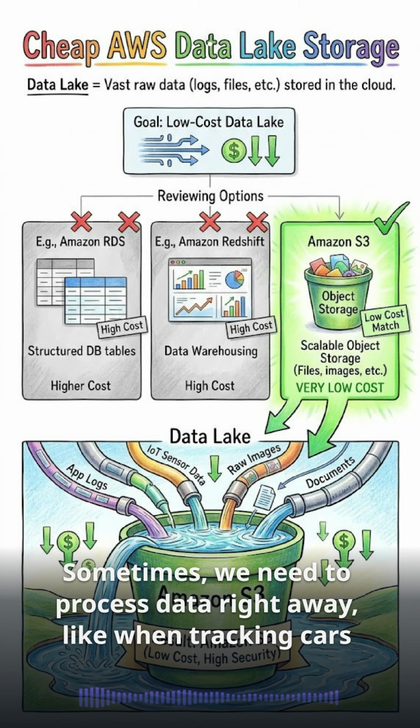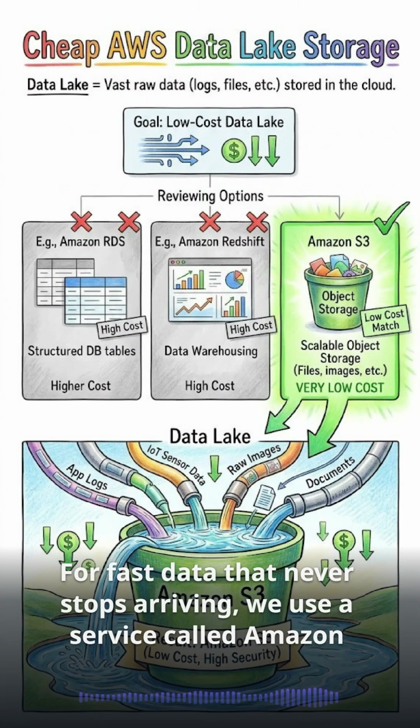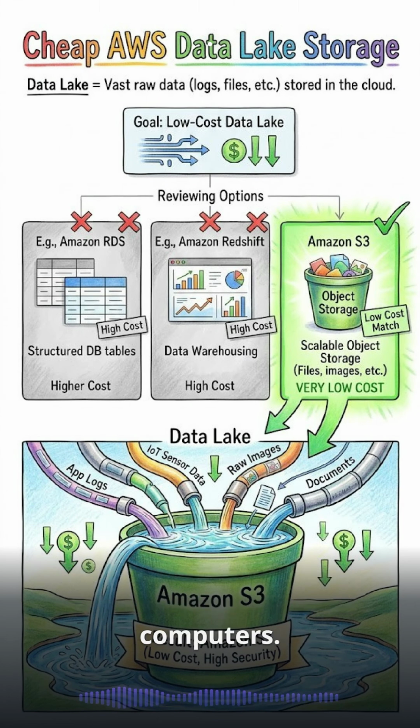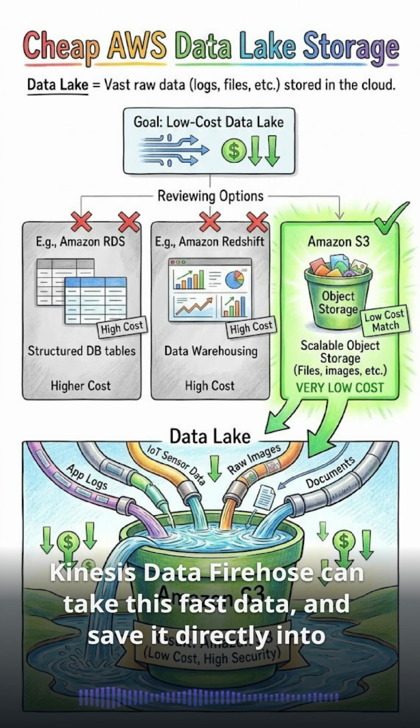Sometimes, we need to process data right away, like when tracking cars moving on a city map. For fast data that never stops arriving, we use a service called Amazon Kinesis to read it. Amazon Kinesis collects a huge stream of data and passes it to your applications in real time. You can use Kinesis data streams to capture website clicks or logs from thousands of different computers. Kinesis Data Firehose can take this fast data and save it directly into Amazon S3 for you.